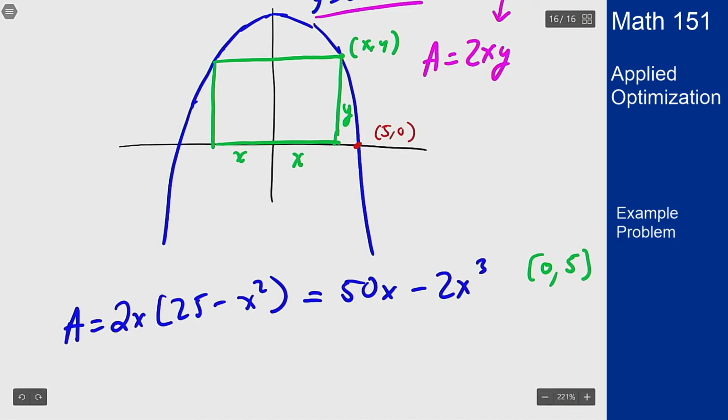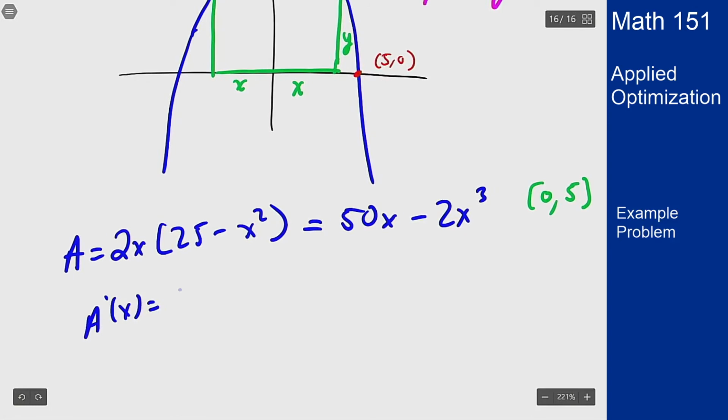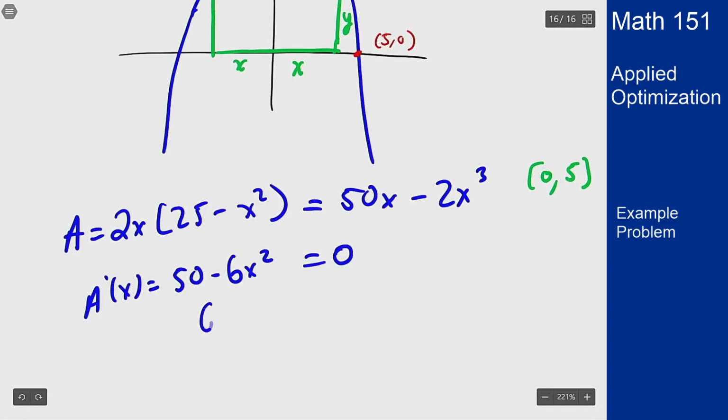Now I can look for critical points. Let's take the derivative of this function. A prime is 50 minus 6x squared. I want this to be 0 because it always exists. This will give me that 6x squared is 50. x squared is 50 over 6, which is 25 over 3.